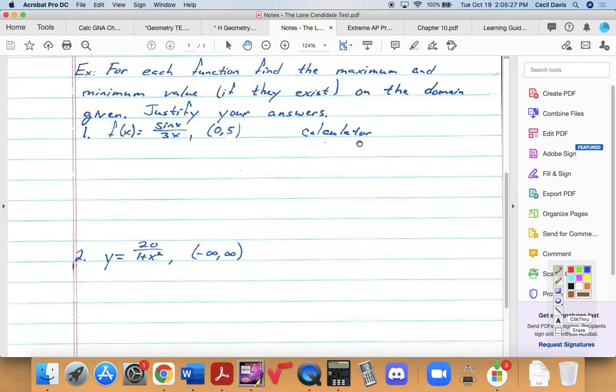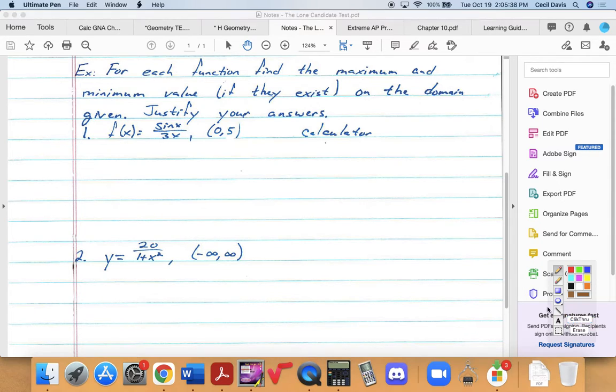So we're just going to do a couple of quick examples. For each function, find the maximum and minimum value, if they exist, on the domain given, and justify your answers. Calculator. But before we can use the calculator, what do we have to do? Find the derivative. Now, I suppose you could theoretically graph the derivative of this and just find where it's 0. The problem is that it takes a really long time for it to graph. Have you guys done that where you tell it to graph the derivative? Let's try.